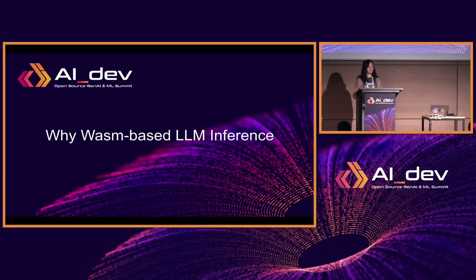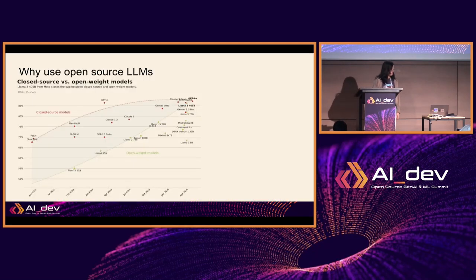So why do we use Wasm-based large language model inference? The first thing is, why do we use open source models, and why not use OpenAI or Claude 3? Because the open source large language model is as good as OpenAI. The gap between the closed source language models and the open weight models is close to zero. You can see that the Llama 3 400 billion model can catch up with GPT-4o.